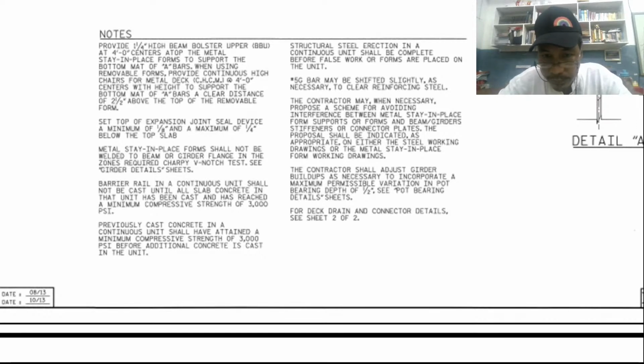Next, the contractor may, when necessary, propose a scheme for avoiding interference between metal stay in place forms and beam girders, stiffeners, or connector plates. The proposal shall be indicated as appropriate on either the steel working drawings or the metal stay in place form working drawings.